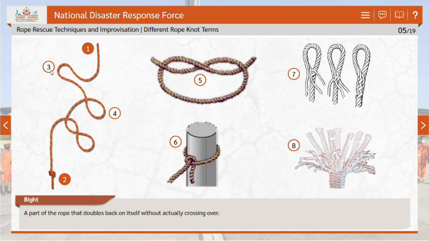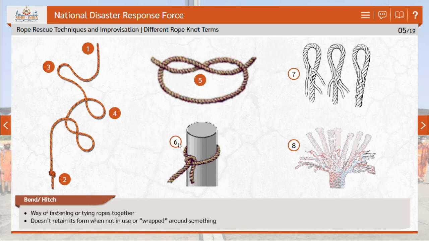A bight is a part of the rope that doubles back on itself without actually crossing over. A loop is created when a bight crosses itself. A knot is an intertwined loop of rope used to fasten two ropes together or to another object. It retains its shape or form even when not in use. A bend or a hitch is a way of fastening or tying ropes together. It doesn't retain its form when not in use or when not wrapped around something.